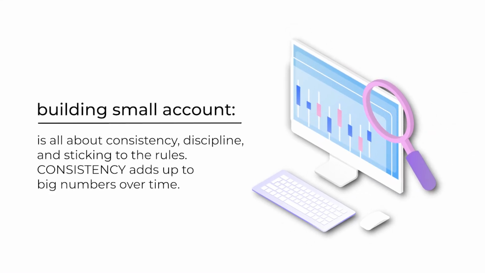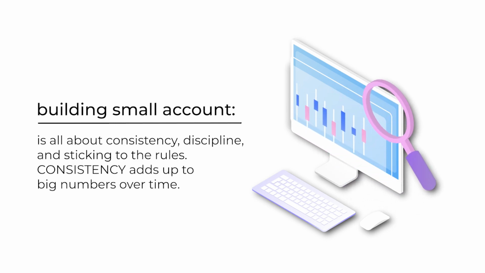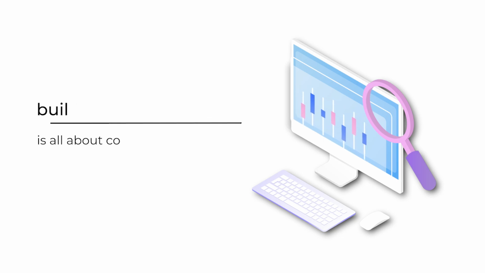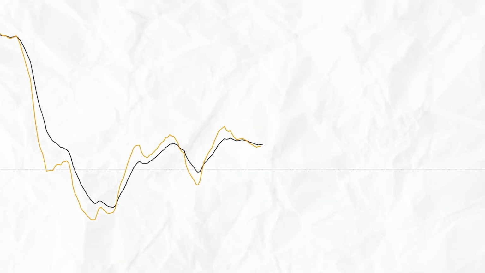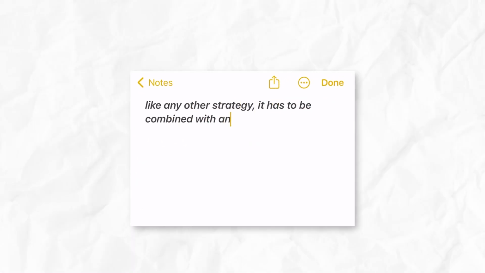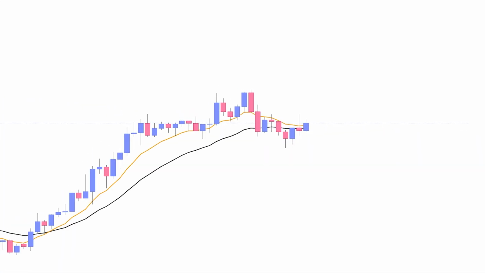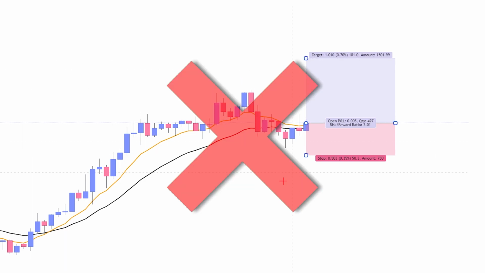Growing a small trading account is all about consistency, discipline, and sticking to the rules such as the one I mentioned, because consistency adds up to the big numbers over time. Although this strategy is based on 2 exponential moving averages, like any other strategy, it has to be combined with analysis of price action and appropriate risk management, because we cannot just throw indicators on the chart, apply the entry rules, and start executing trades, right?